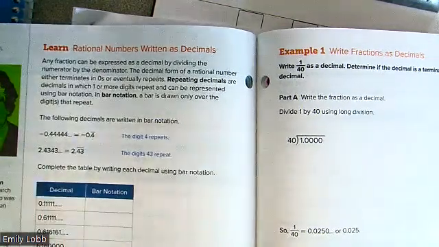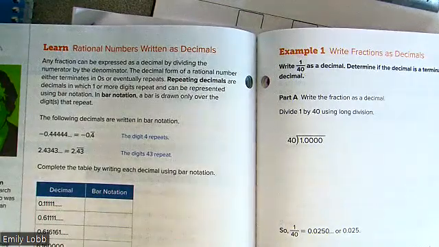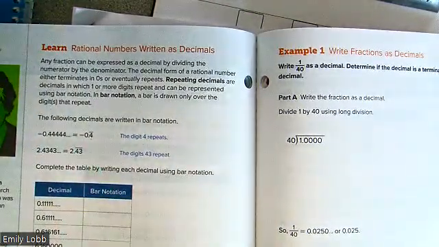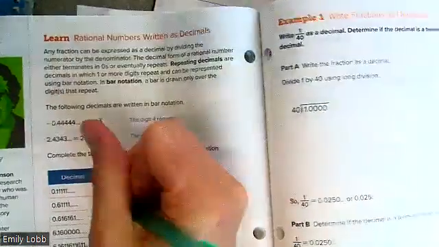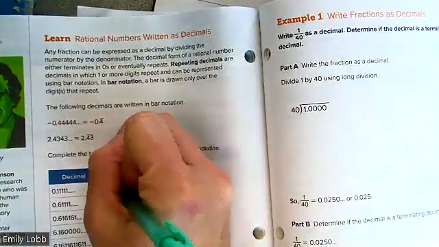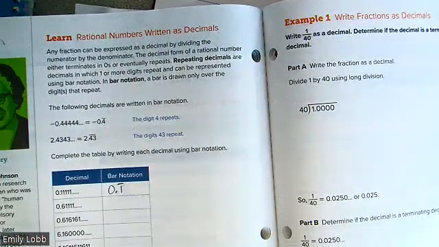Same thing with 2.4343434343, except since the 4 and the 3 are repeating, we use the bar notation over the 4 and the 3. So we're going to practice using that bar notation now. So I'm going to write 0.1 and then I'm going to put the bar over it because that 1 is repeating.